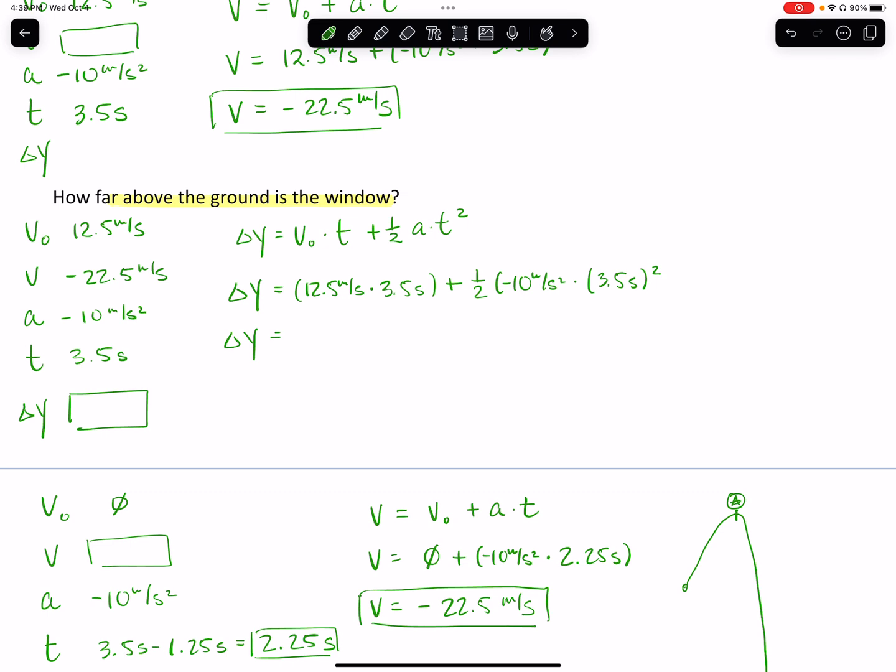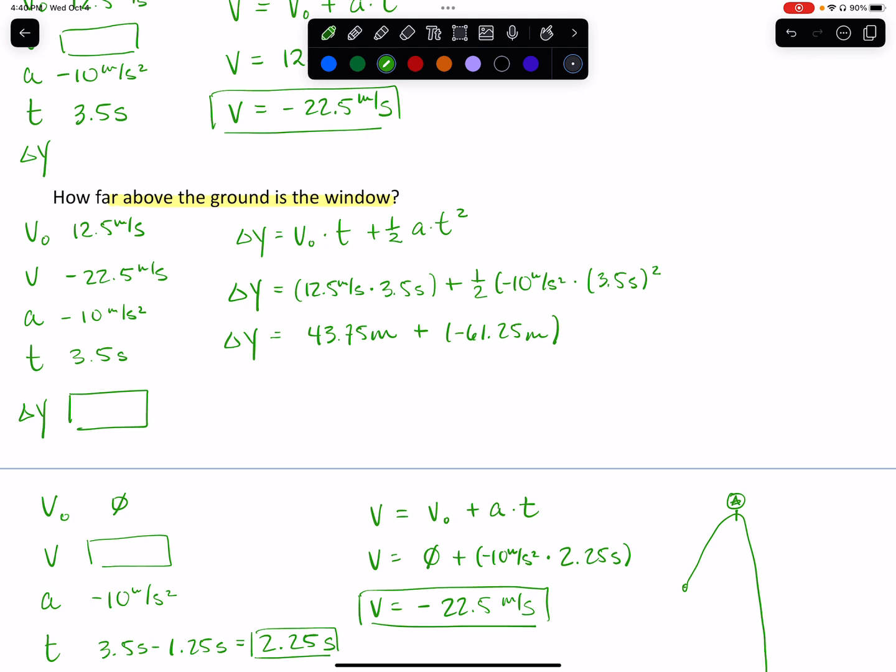Our 12.5 times 3.5, that's going to be 43.75 meters because our seconds will cancel. And then we're going to have 3.5 squared times 5. This is going to be a negative 61.25 meters. And we'll say minus 43.75. And so we find that the change in position is negative 17.5 meters.